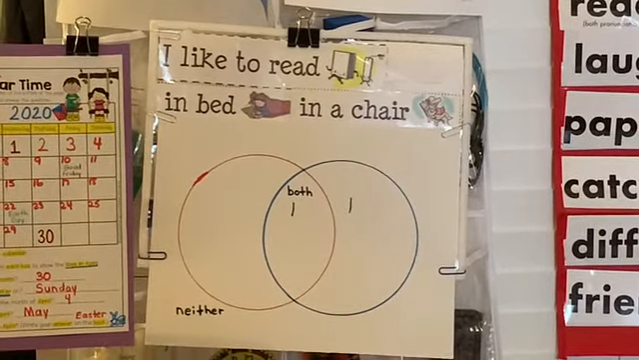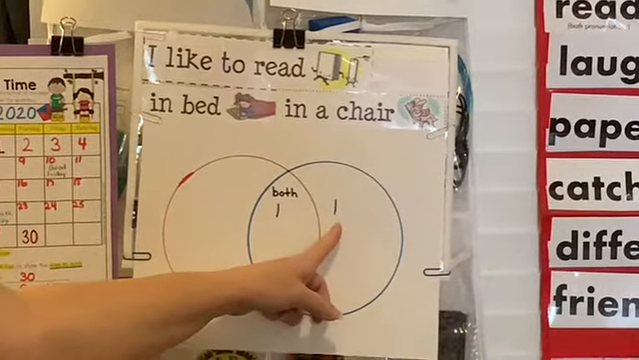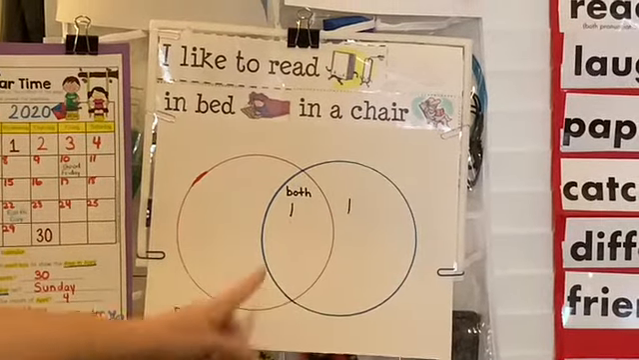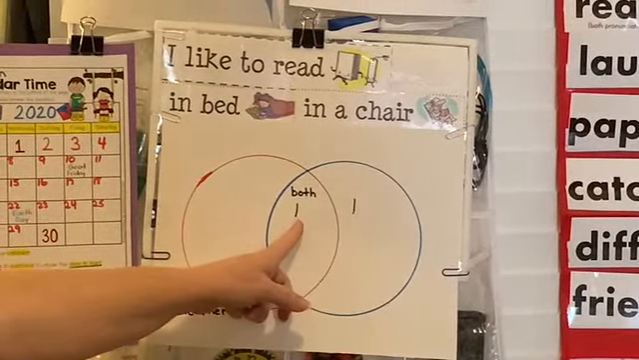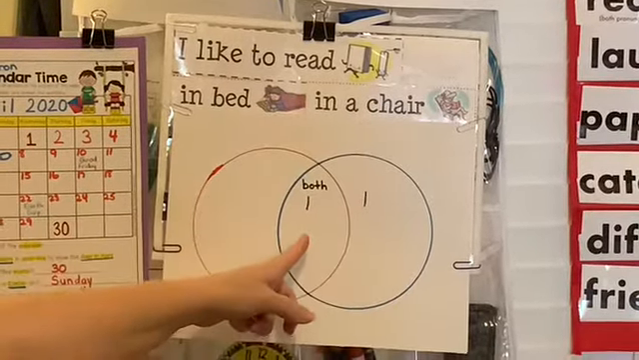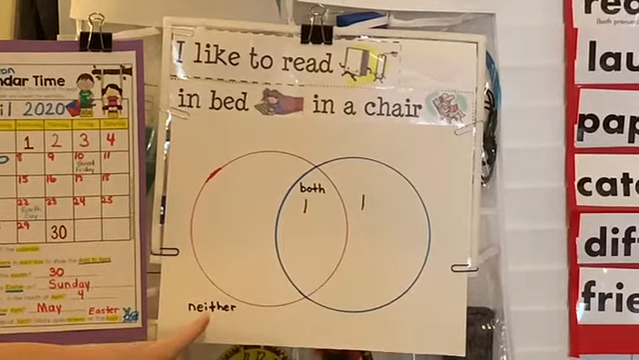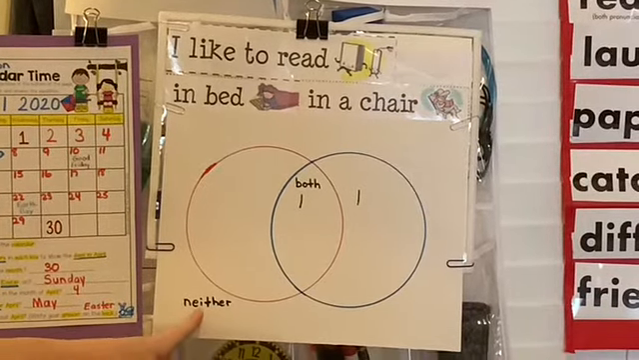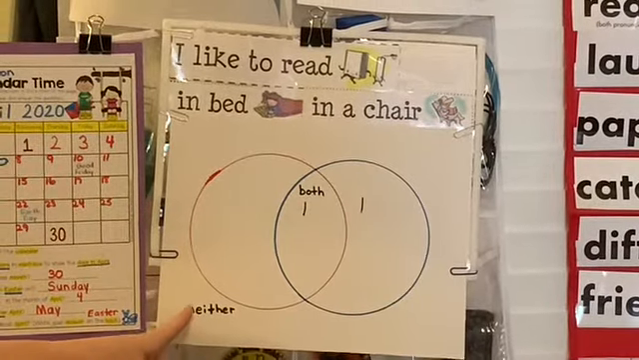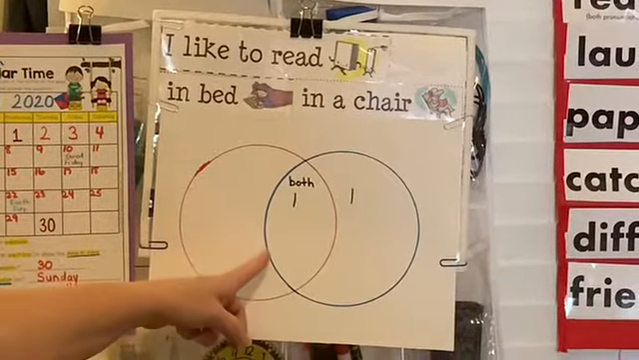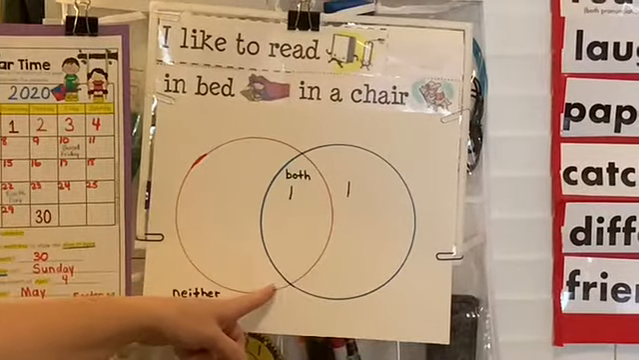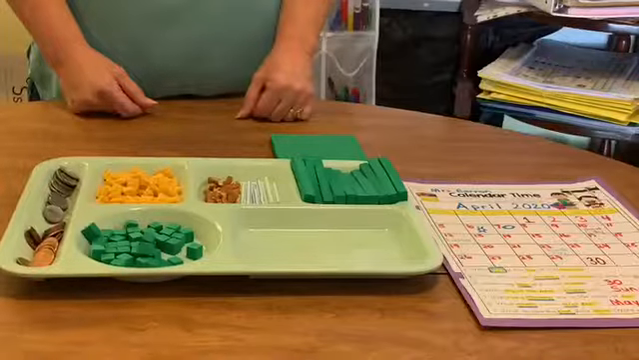Right now, we have one that said they like to read in a chair. We have one that said they like to read both places, in a bed and in a chair. And right now, we have everyone else that have neither, as they haven't voted yet. So be sure you let me know what your vote is, and then we'll get back to our Venn diagram again and get our results.